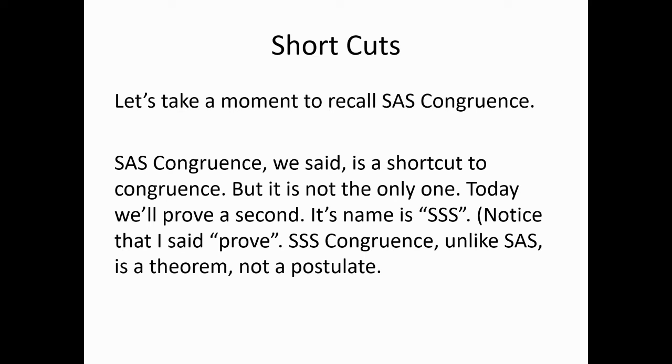Do notice what I've said here. I have said that SSS congruence is a theorem, not a postulate. So in that respect, it is unlike SAS. However, the way that they actually work and the proofs that we will do is very similar. That is, we will find out something about a pair of triangles, and then we will use one or the other, the appropriate one, to prove that a pair of triangles are congruent.